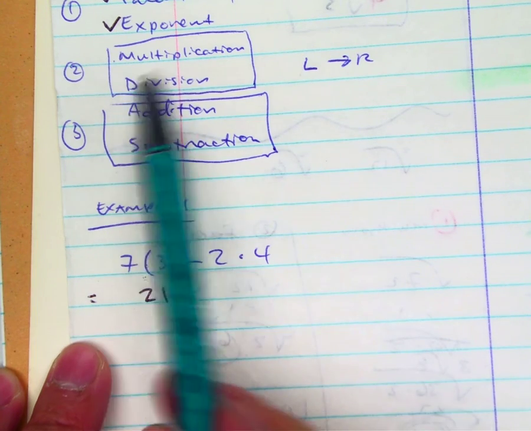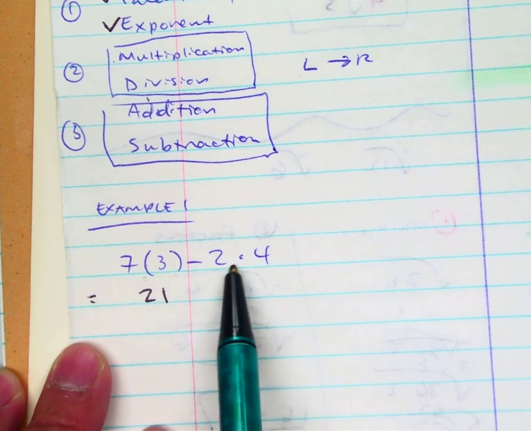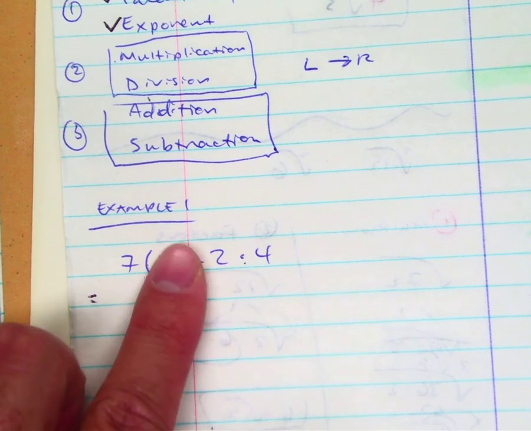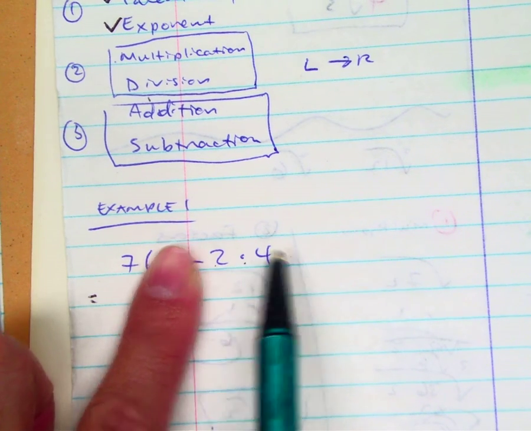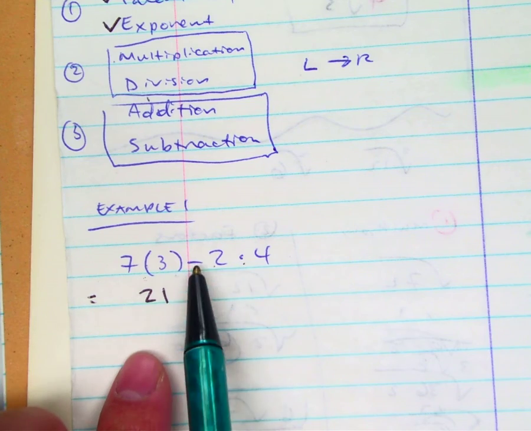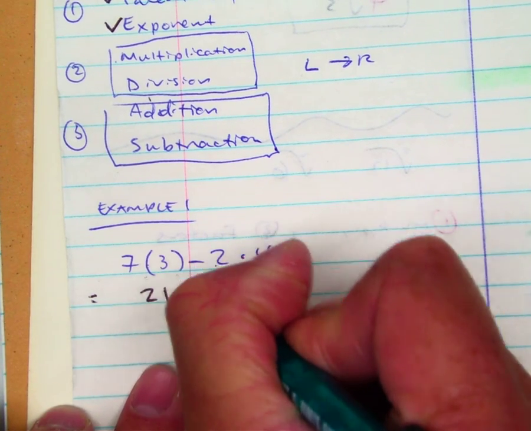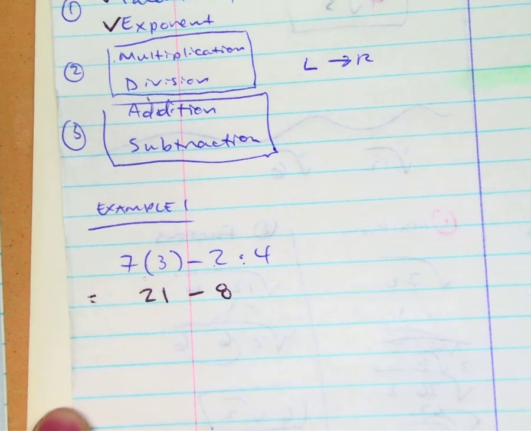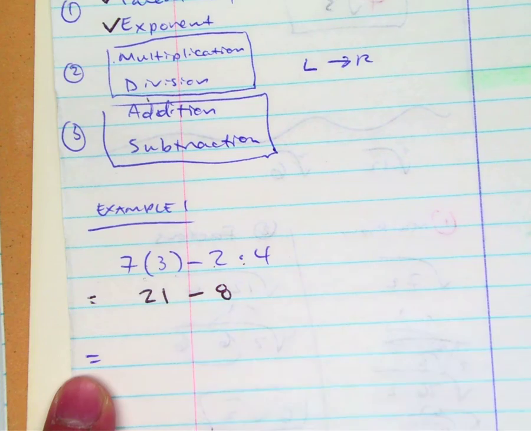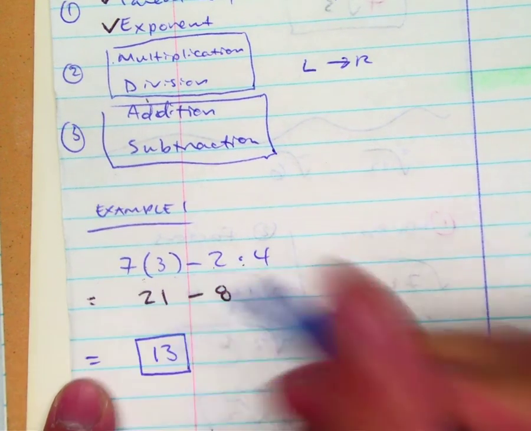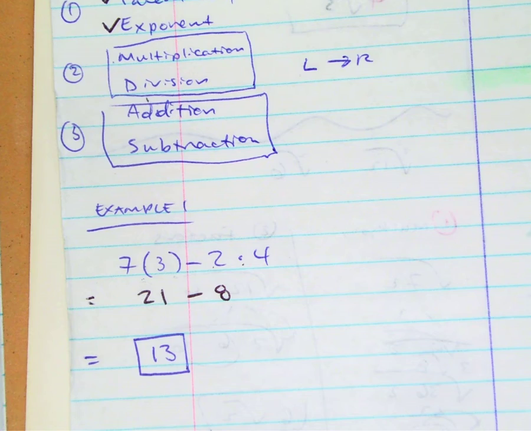Now I'm still going left to right and I'm looking for multiplication and divisions. So there is multiplication. You can think of this multiplication in two ways. You can think of it as positive 2 times 4 or negative 2 times 4. I'm going to do negative 2 times 4. And that'll give me what? Negative 8. And then 21 minus 8 is 13. And I'm going to box my answer. My answer is 13 there.